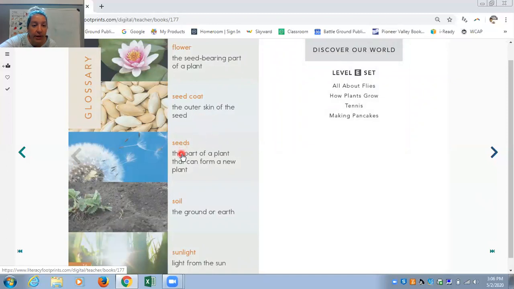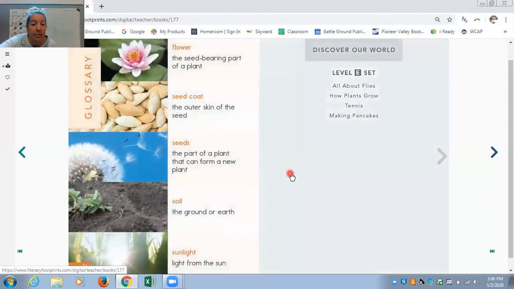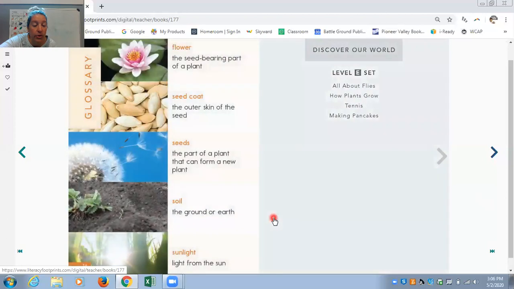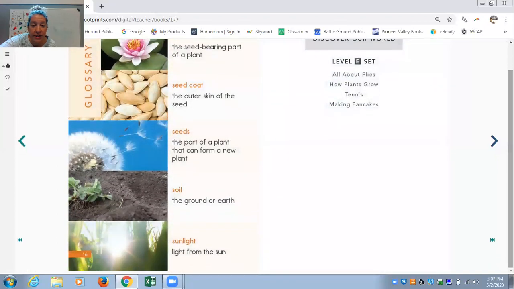And our next vocabulary word is the word seeds, which is the part of a plant that can form a new plant. So in order to make a plant grow, you have to have a seed and you have to plant that seed. Then our next vocabulary word is soil. Soil is the ground or earth. Sometimes we might call soil dirt, and it's where you plant the seeds. And our last vocabulary word that our glossary defines for us is sunlight, which is light from the sun. So we're going to be seeing these words in our text.